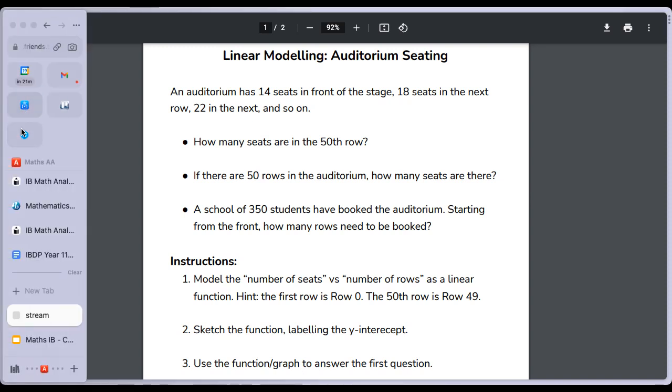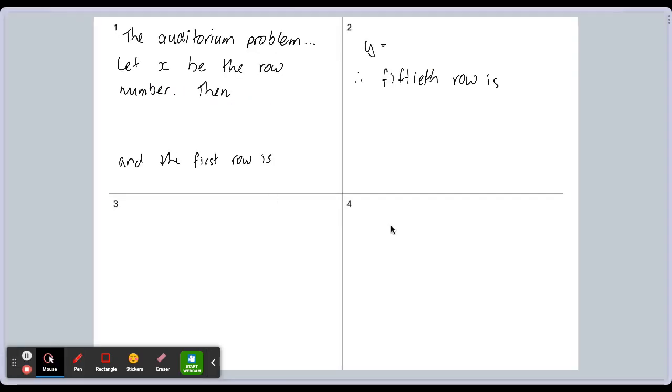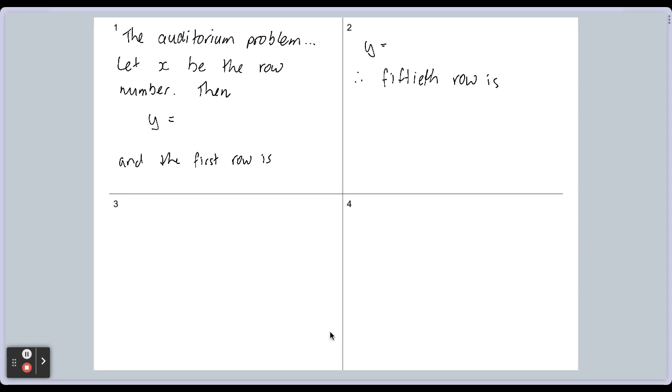If you've modelled it correctly, I don't have the graph here, but I do have the equation, then you would have, let x be the row number, then you would have, I hope, y is equal to 2x plus 14, and the first row is x equal to 0. Yeah? So the y-intercept would be row 0. The y-intercept, so it should be cutting through at 14.